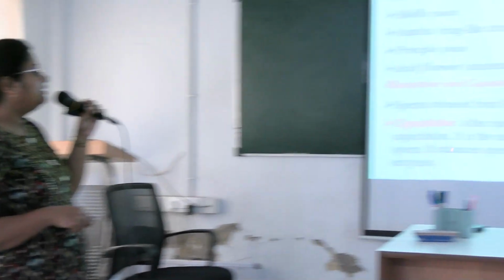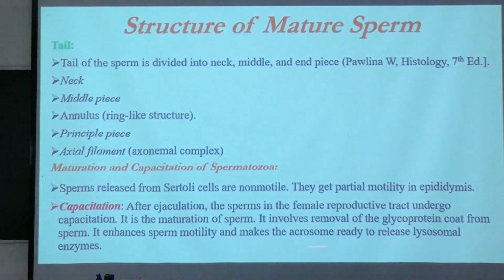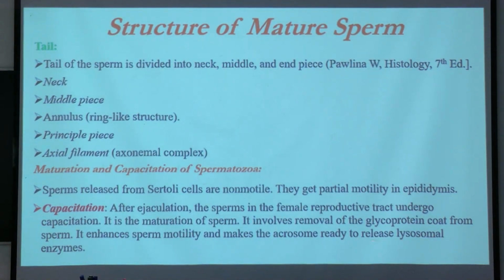Capacitation: after ejaculation, the sperms in the female reproductive tract undergo capacitation. It is the maturation of sperm and it involves removal of the glycoprotein coat from the sperm, and it enhances sperm motility and makes the acrosome ready to release lysosomal enzymes for penetration of the ovum.